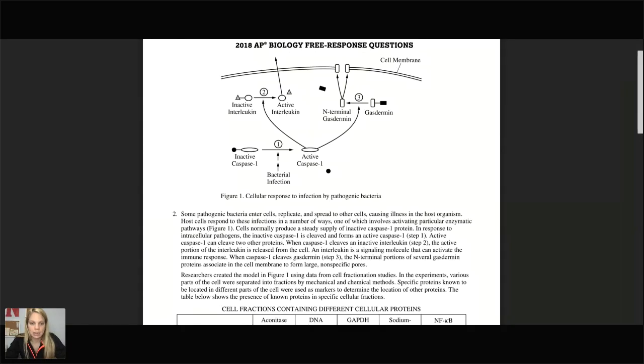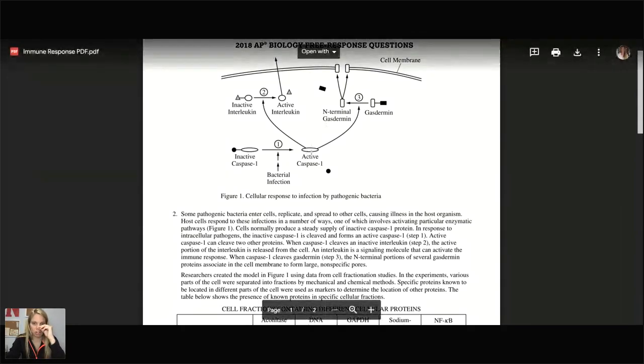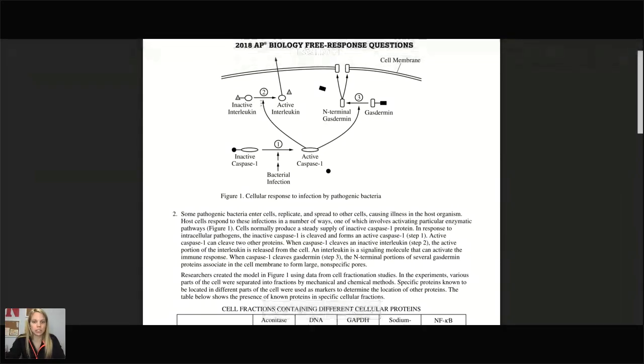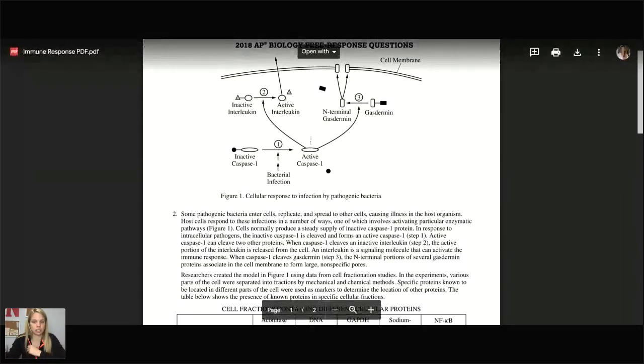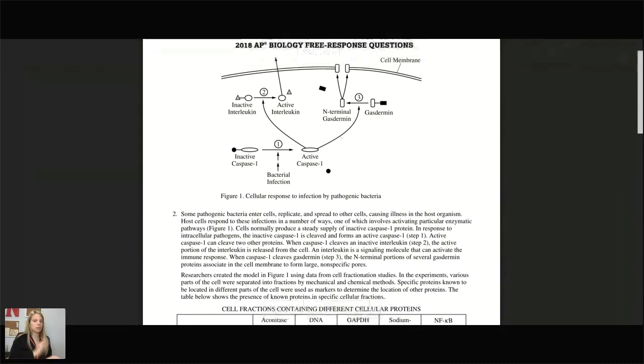So then active caspase-1 can cleave other proteins. So that active caspase will go on, cleave interleukin to turn it on, cleave gasdermin to turn it on. That's all that's happening here. There's a lot of words, but if you read through them carefully, you can figure it out pretty fast.